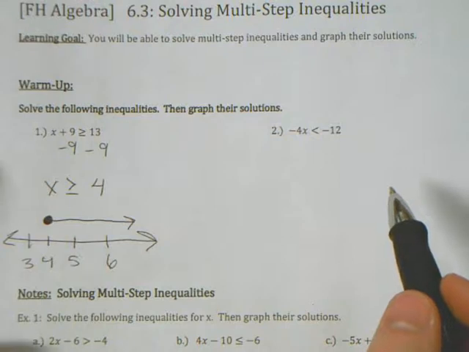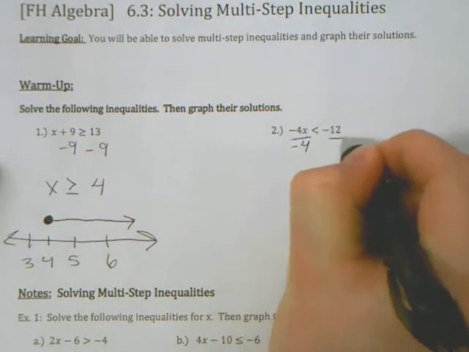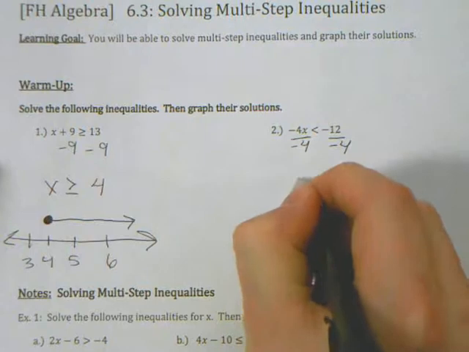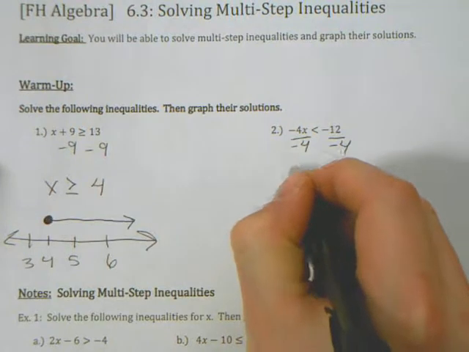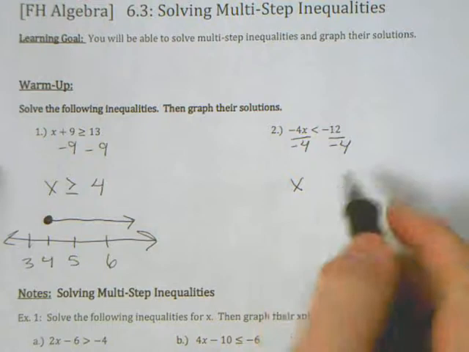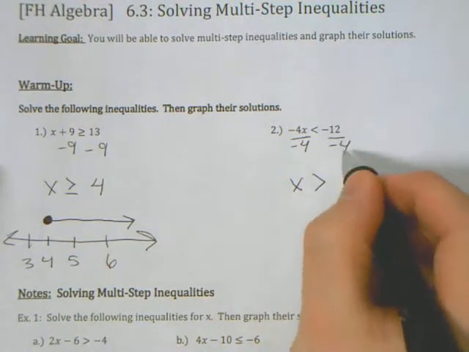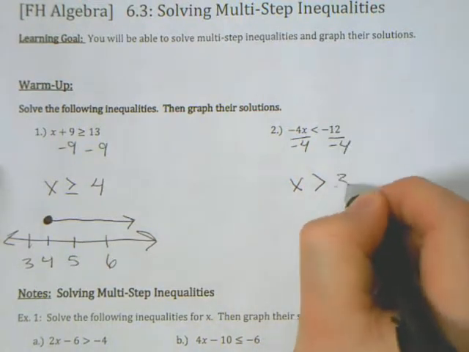You're going to want to divide by -4 on both sides. Since you're dividing by a negative, you're going to have to flip the sign. So -4 divided by -4 is 1, so I've got x. Because I'm dividing by a negative number, I flip the sign. 12 divided by -4 is 3.